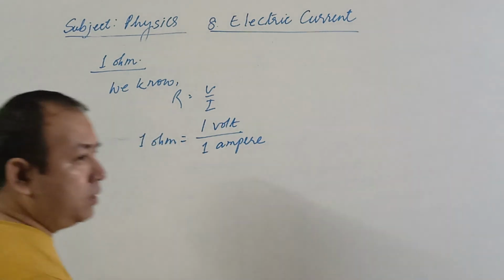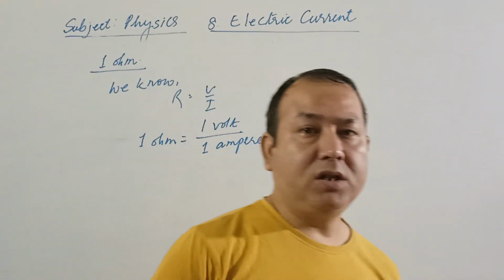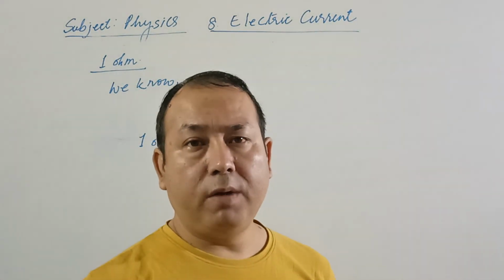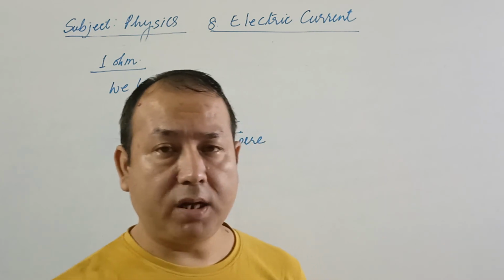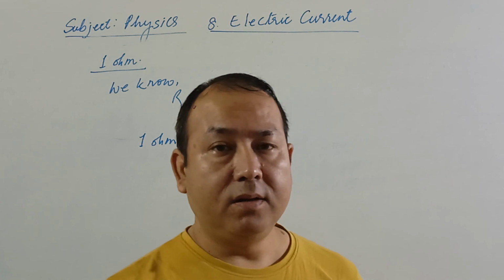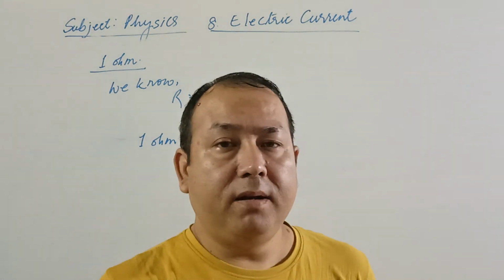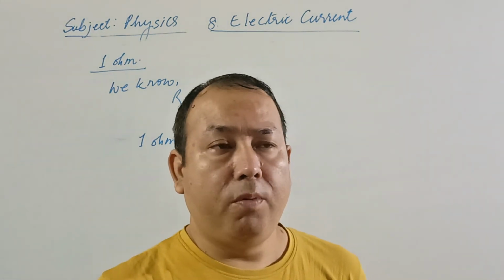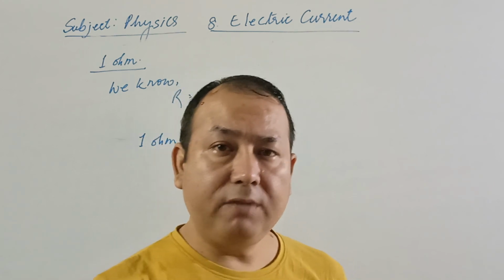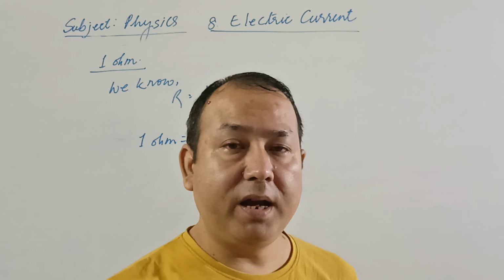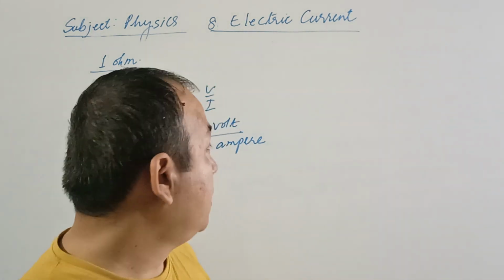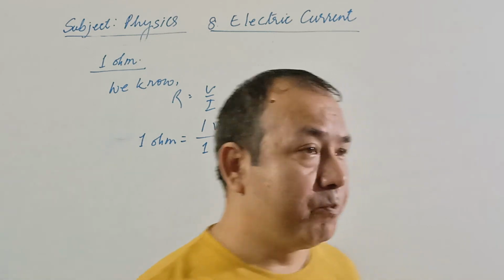So 1 ohm is defined as the resistance of the conductor when 1 volt of potential difference is applied across the conductor and the current flowing through that conductor is 1 ampere. You can also define it by saying that when a potential difference of 1 volt is applied across the conductor and the current flowing through it is 1 ampere, then the resistance of the conductor is said to be 1 ohm. So this way you can define 1 ohm.